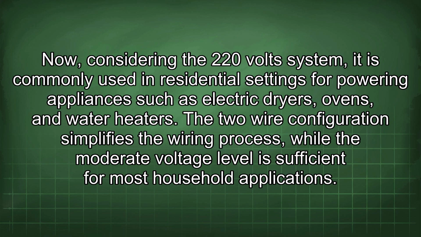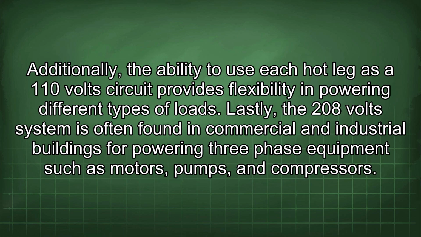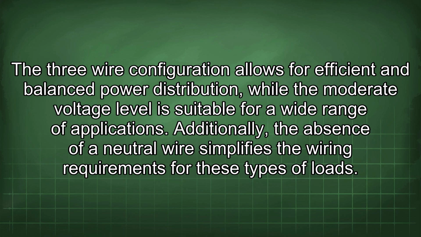The two-wire configuration simplifies the wiring process, while the moderate voltage level is sufficient for most household applications. Additionally, the ability to use each hot leg as a 110 volt circuit provides flexibility in powering different types of loads. Lastly, the 208 volt system is often found in commercial and industrial buildings for powering three-phase equipment such as motors, pumps, and compressors. The three-wire configuration allows for efficient and balanced power distribution, while the moderate voltage level is suitable for a wide range of applications.